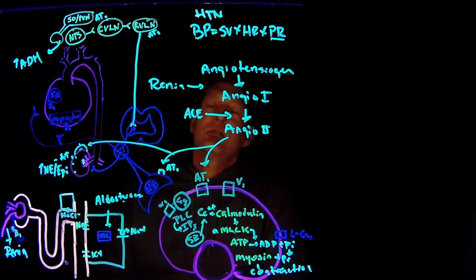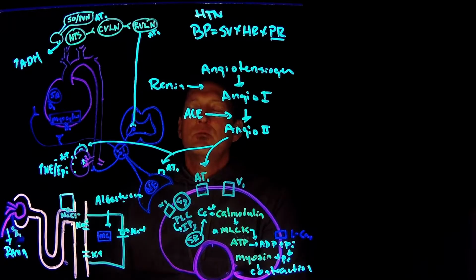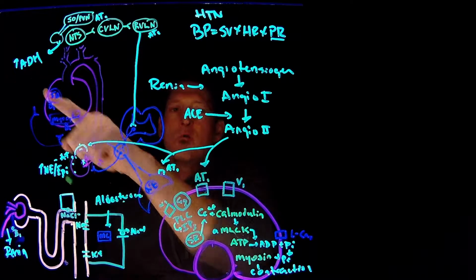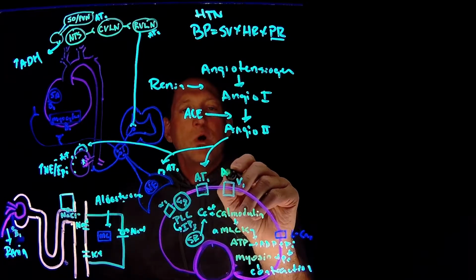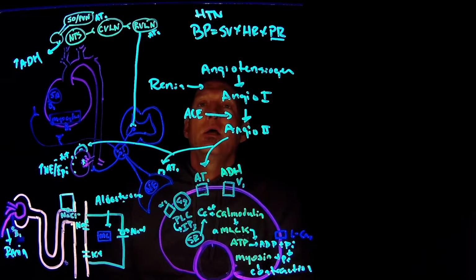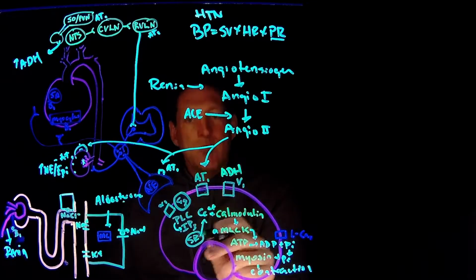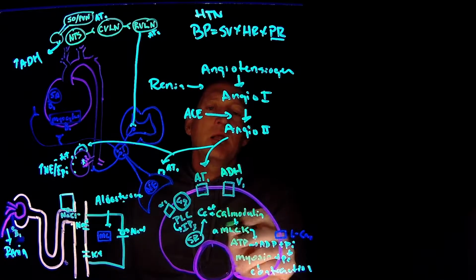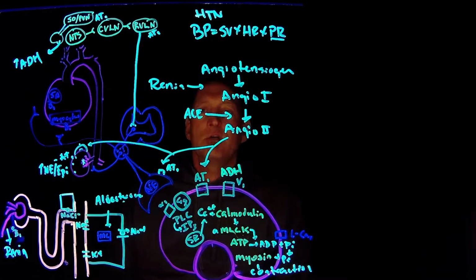Now, ADH has another name. ADH is also called vasopressin, and the reason it's called vasopressin is because it can cause vasoconstriction. ADH will come over here and plug into my V1 receptors. And as it plugs into the V1 receptors, it's going to activate the same pathway, this Gq-PLC-IP3, and then I'm going to end up getting the contraction of the muscle.